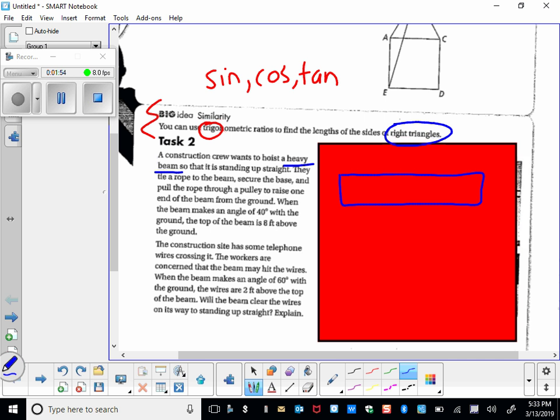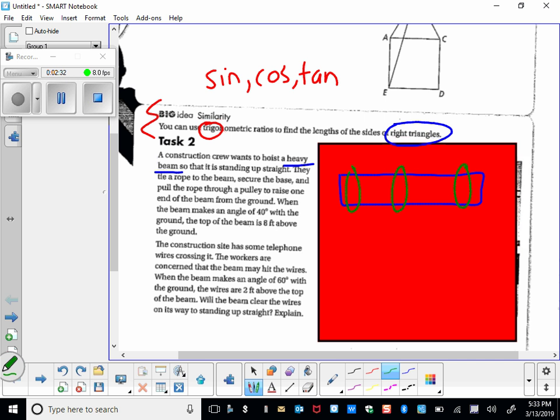They tie a rope to the beam, they secure the base, and pull the rope through a pulley to raise one end of the beam from the ground. That sentence has a lot going on in it, and the first thing that confuses me is, where are they going to tie the rope on the beam? Are they going to tie it on this side, the middle, or maybe the end? I wouldn't want my students to get distracted with where to tie the rope, because essentially we're just raising the beam to stand it up straight.